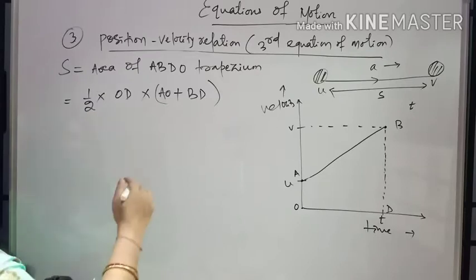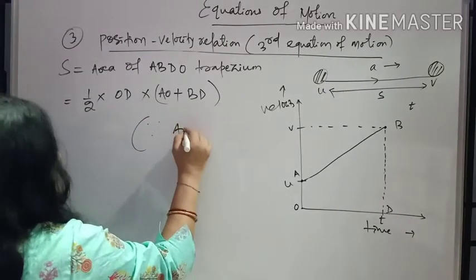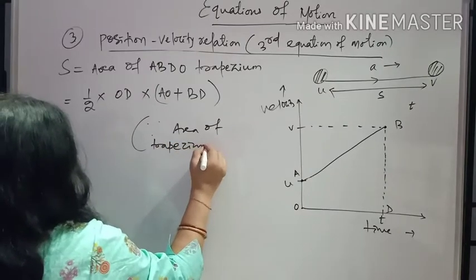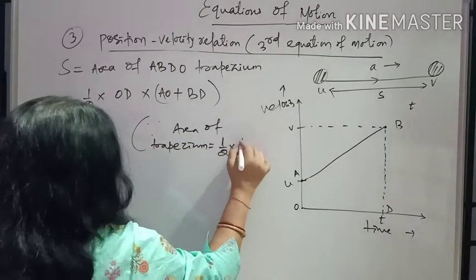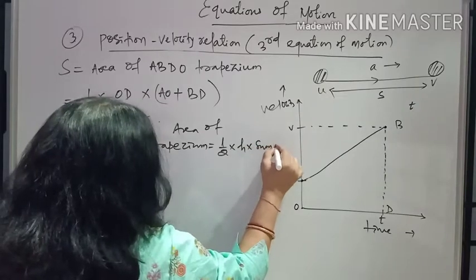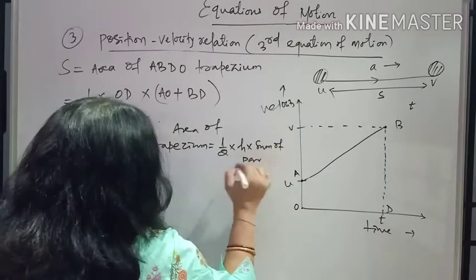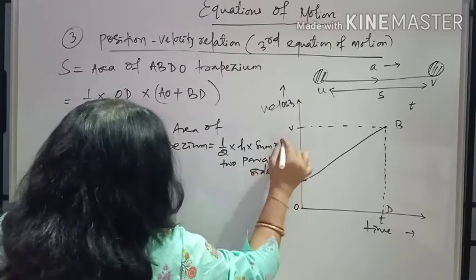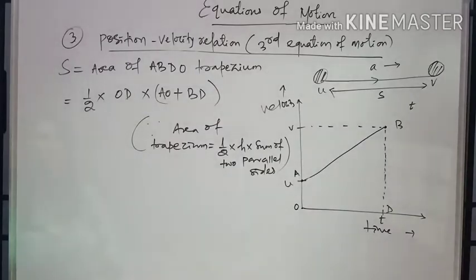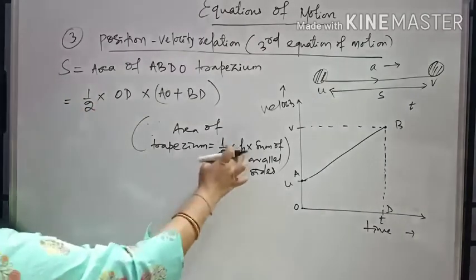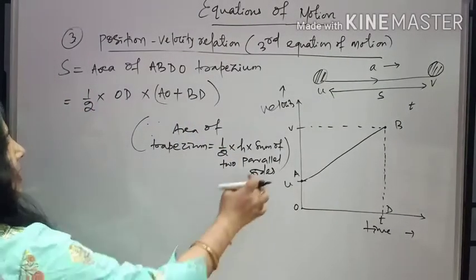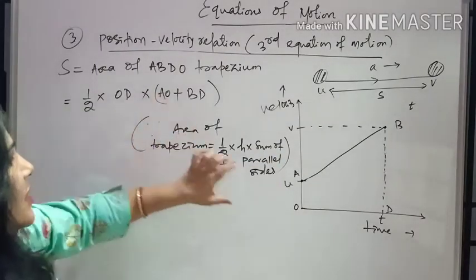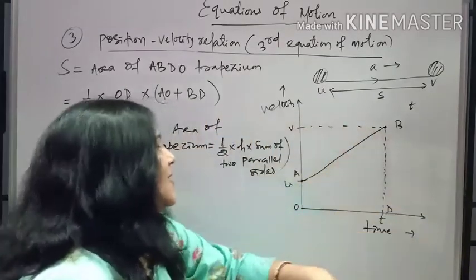Their sum I'm taking. I'm writing here, since the area of a trapezium formula is half into height into sum of two parallel sides. That's why I put it here. In place of height I have taken OD, which is the height here, and in place of the sum of two parallel sides, the two parallel sides in this figure are AO, which is one side, and BD, the other side. So there's the sum.